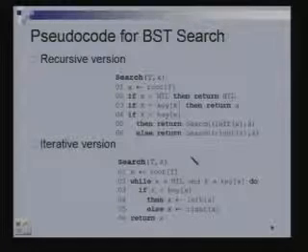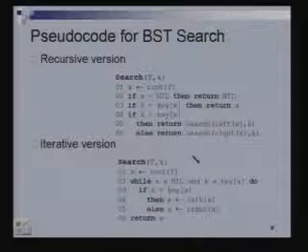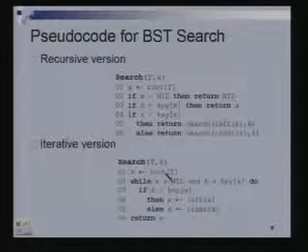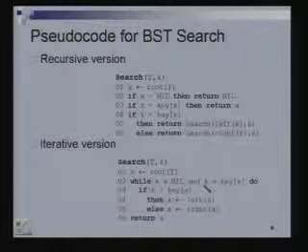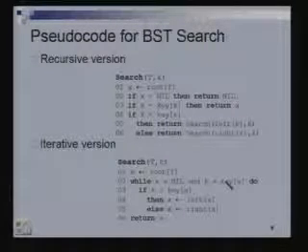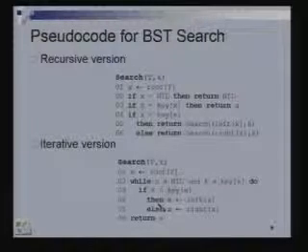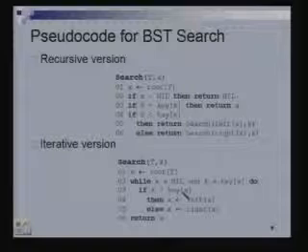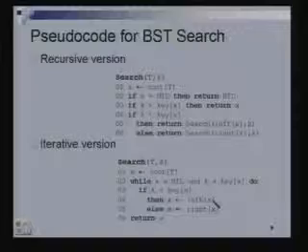In the iterative version, we are not going to make recursive calls to the search procedure. What we are going to do, as we were doing in the search, is just keep marching down the same tree. So we start with x referring to the root of the tree. While x is not nil and k is not the key in the root, then we will do something. If k is less than the key, then we have to go left. So x now gets the value of the left child of this current node.